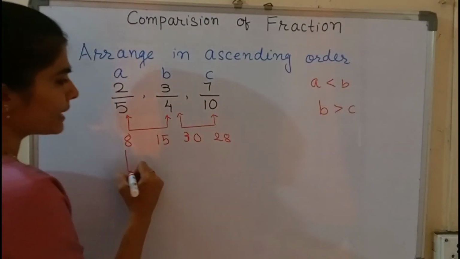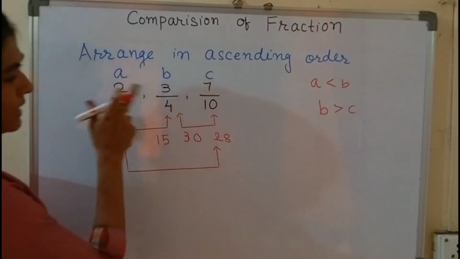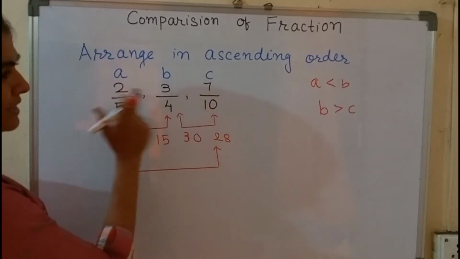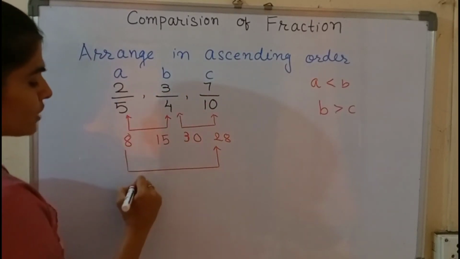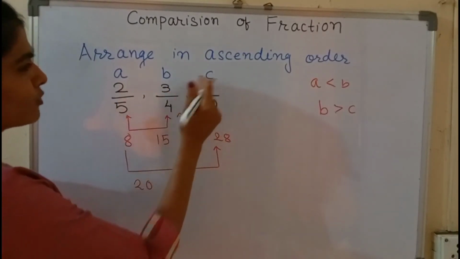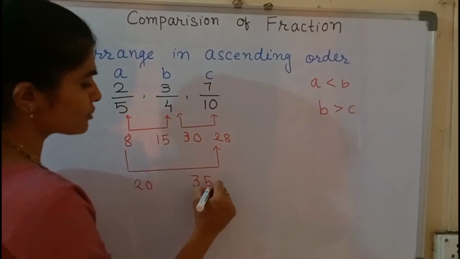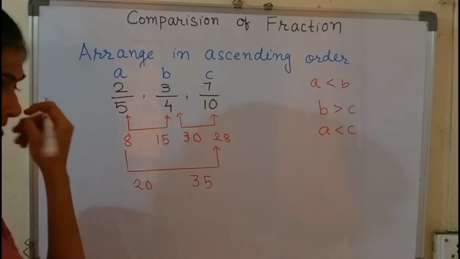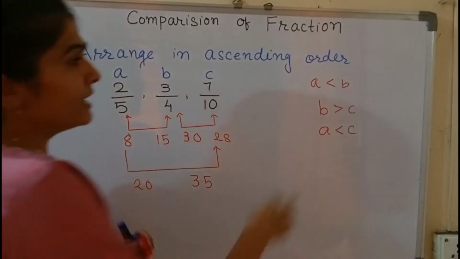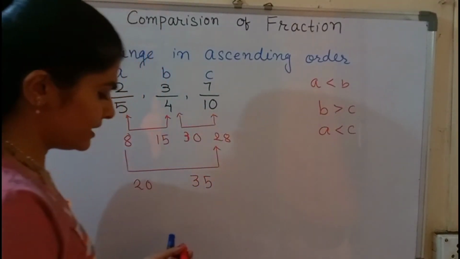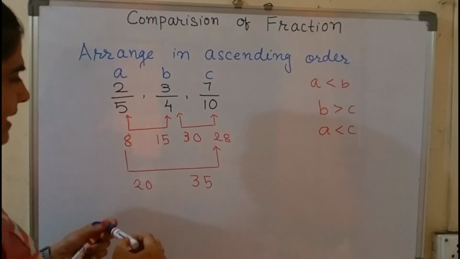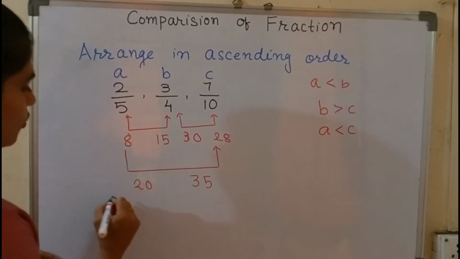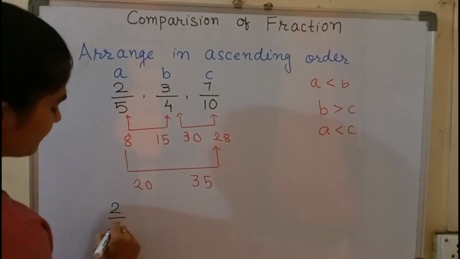And now if I compare these two, A and C, 2/5 and 7/10, 10 goes with this 2, which is 20, and 5 goes with this 7, which is 35. So I can say that A is less than C. So which is least, which is greatest? Let's consider: A is less than B, A is less than C. So A must be the least one. So the first one would be 2/5.